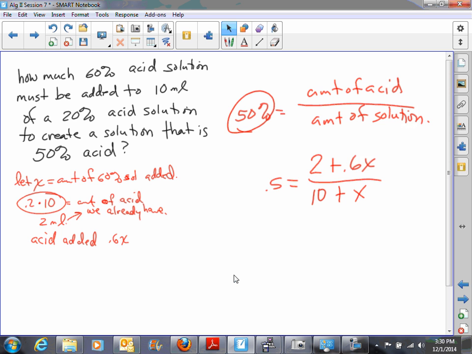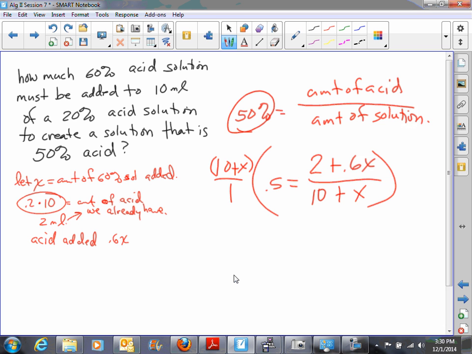Now that we have the equation, we want to solve it. The easiest way to solve this equation is to find the lowest common multiple of all the denominators, which in this case is just 10 plus x, and multiply both sides of the equation by that, like we did in the last one. So I get 10 plus x over 1 times 0.5. That's 5 plus 0.5x equals, now on the right-hand side, the 10 plus x's cancel. We get 2 plus 0.6x.